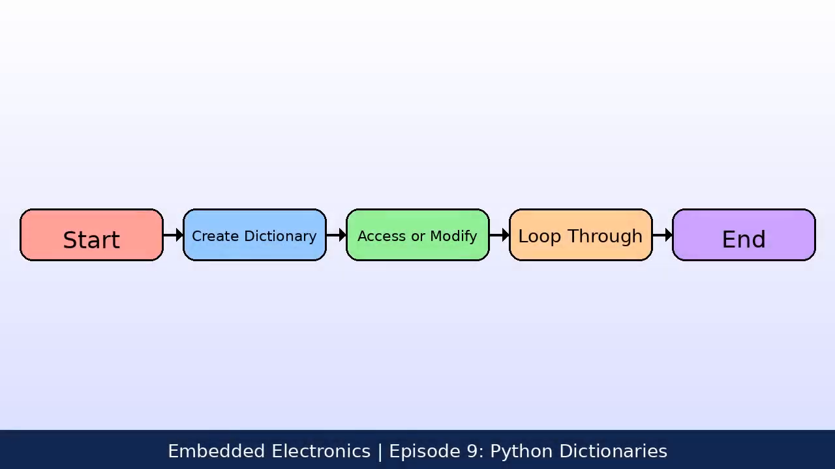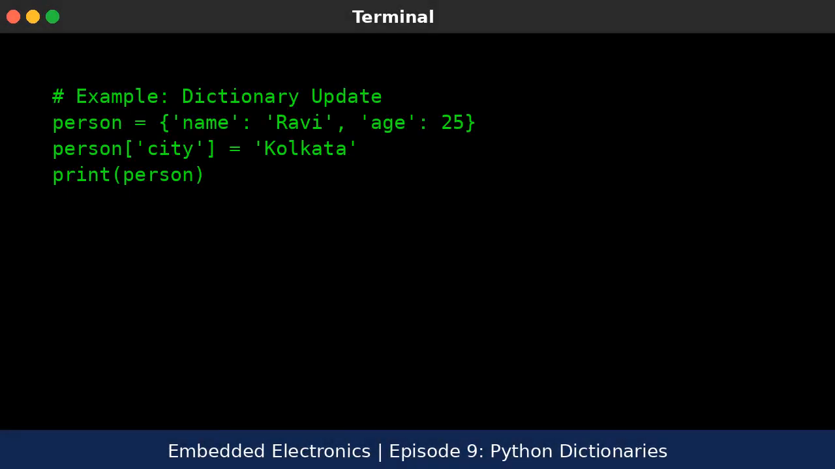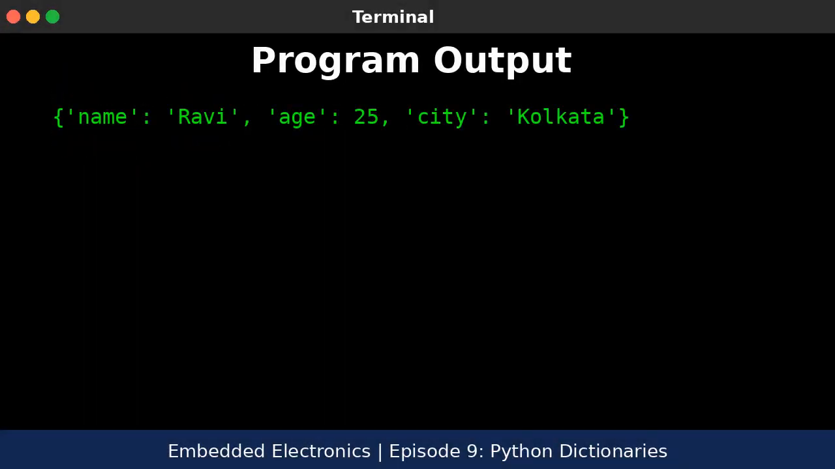This diagram shows how dictionaries are created, accessed, modified, and looped through before the program ends. Here is an example showing how to add a new key-value pair to a dictionary and print it. When this code runs, it prints the updated dictionary with the new city key.